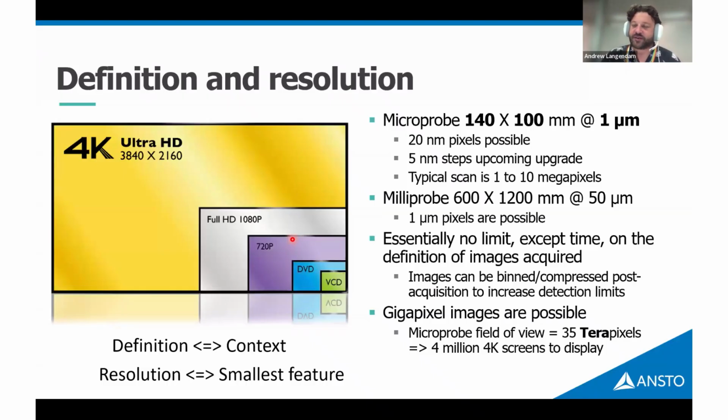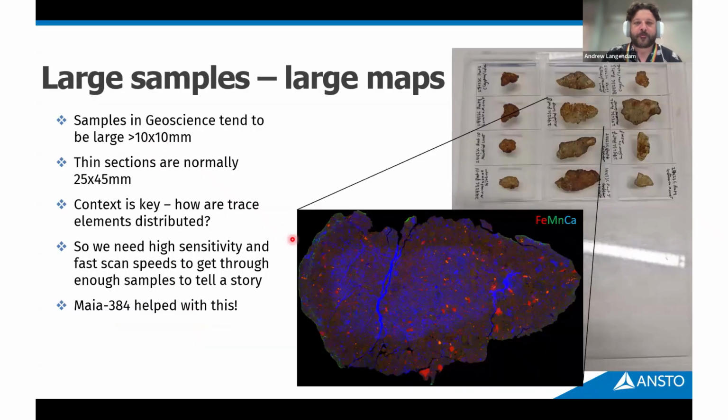We often do gigapixel images, and if you wanted to map the entire scannable area of our microprobe, it'd be a very large image, 35 terapixels, which if you really wanted to display it all at once, you'd need 4 million 4K screens, which is quite a few. So here's what this looks like. Again, I'm a planetary scientist, so I've got some meteorites for you.